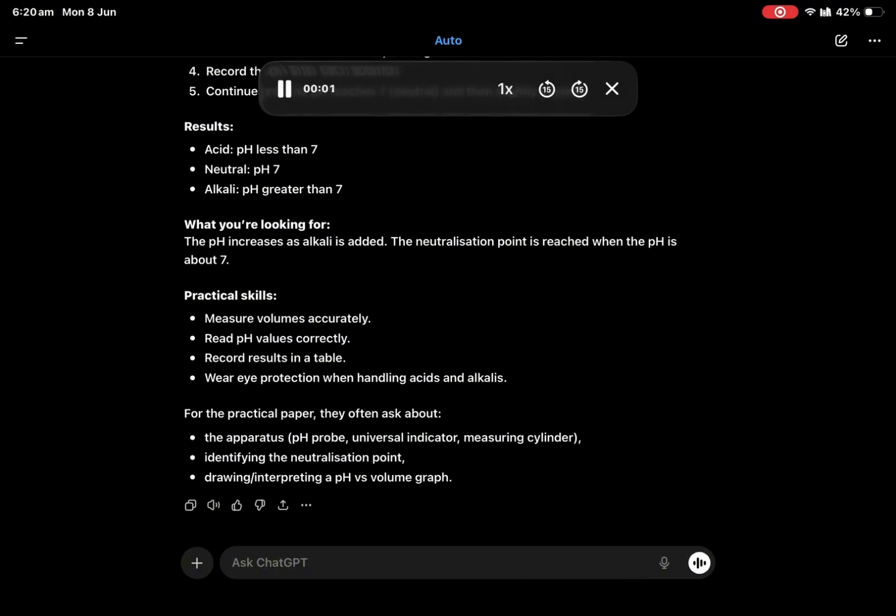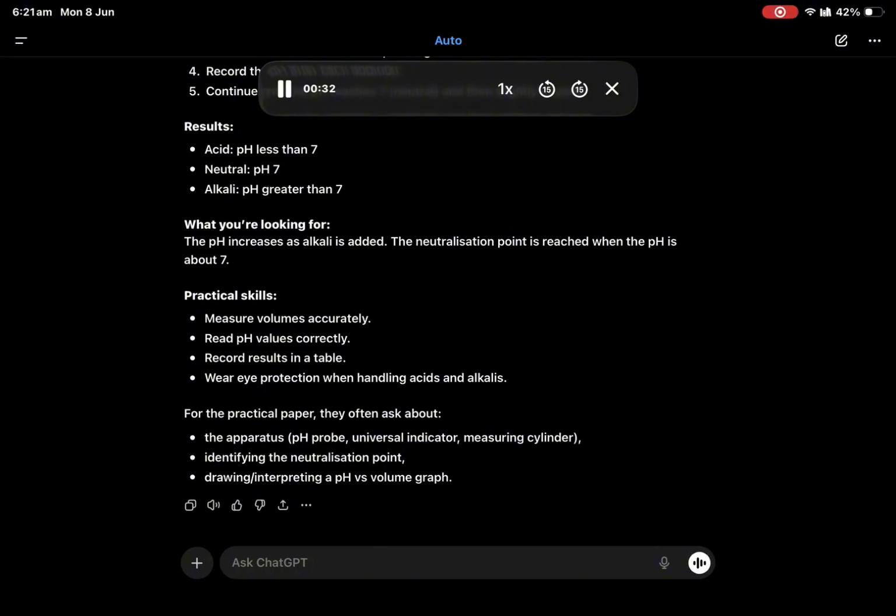For following a neutralization reaction by monitoring pH 2.1.11, know this method. 1. Place a measured volume of acid in a beaker. 2. Measure and record the initial pH using a pH probe, pH meter, or universal indicator. 3. Add the alkali in small amounts, stirring after each addition. 4. Record the pH after each addition. 5. Continue until the pH reaches 7 neutral and then slightly beyond. Results: acid pH less than 7, neutral pH 7, alkali pH greater than 7.